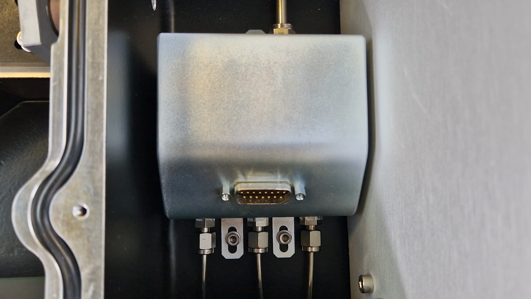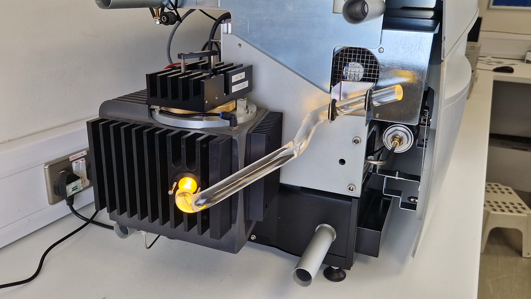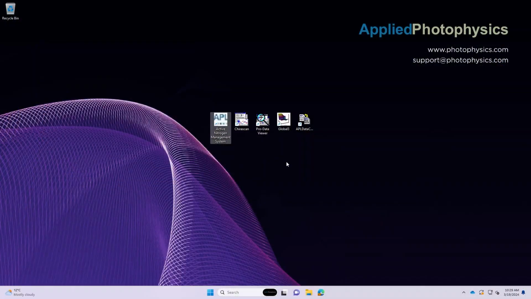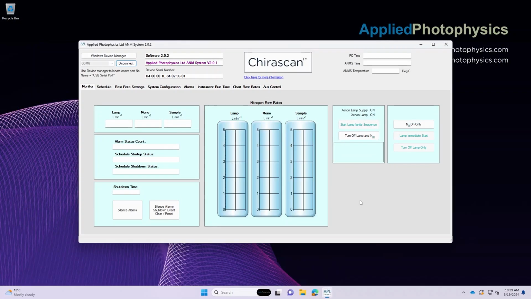After passing through the filter, the nitrogen enters a solenoid box which splits the flow into 3 lines to the lamp housing, monochromator, and sample chamber. Flow meters monitor the nitrogen flow rate for each line, which can be inspected in the Active Nitrogen Management System software. The current flow rates are displayed on the Monitor tab of the ANMS software.